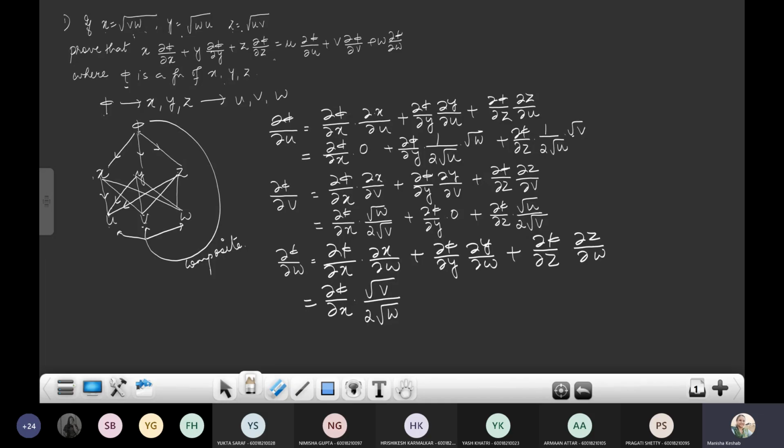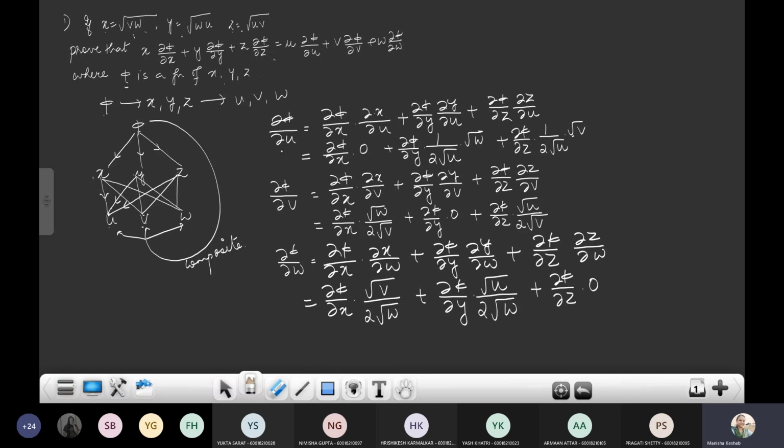Next we will get del phi del y and then y with respect to w. So y with respect to w, u is constant and 1 upon 2 w. Then we have del phi del z and then z with respect to w, that is equal to. Now we'll see what we need to find out. So in the question, what is given?